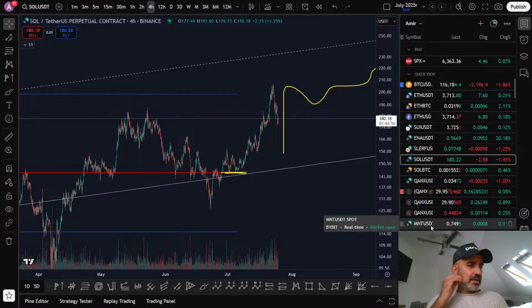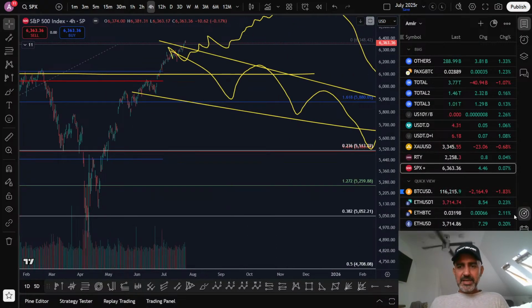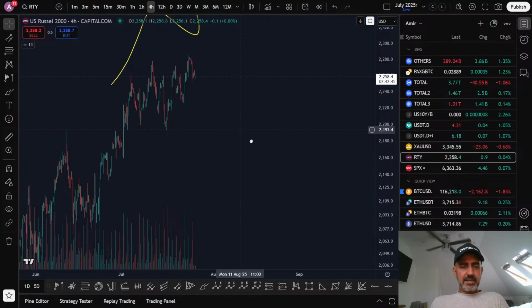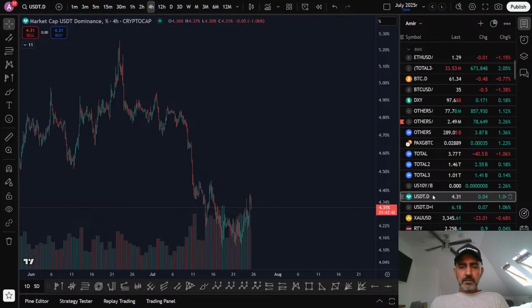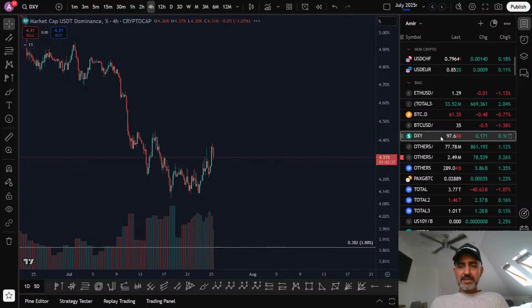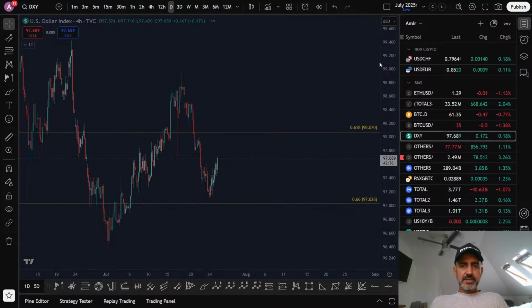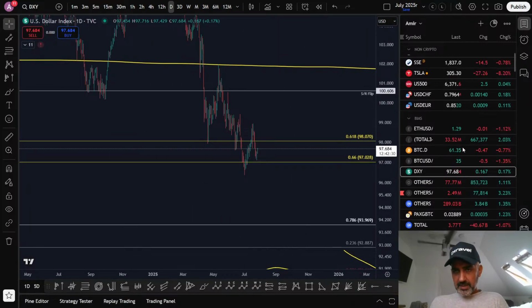All right, I think that's Bitcoin. I don't really have much else to say. SPX is still riding high. RTX is the one that needs to break out. Pull back on USDT dominance, so liquidity is coming back into the market. DXY is kind of here, just stuck at the golden pocket.